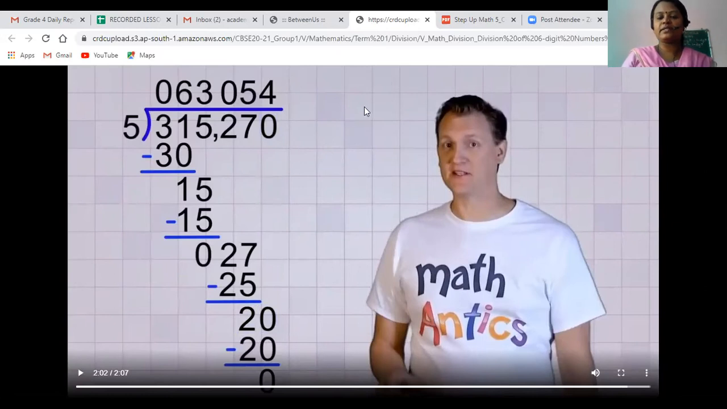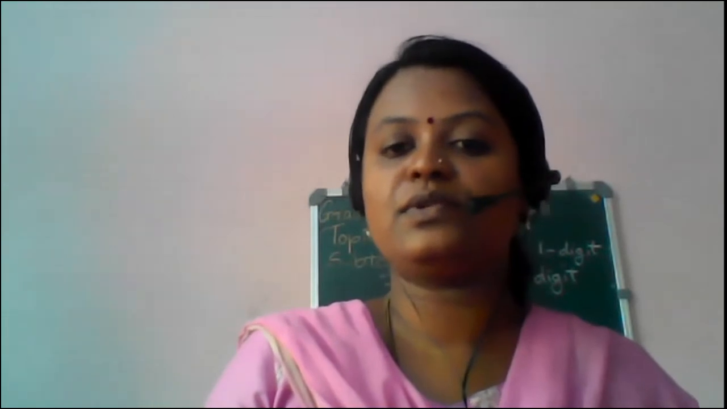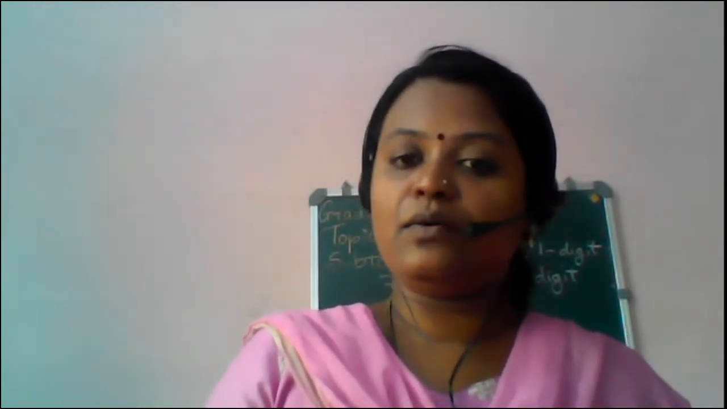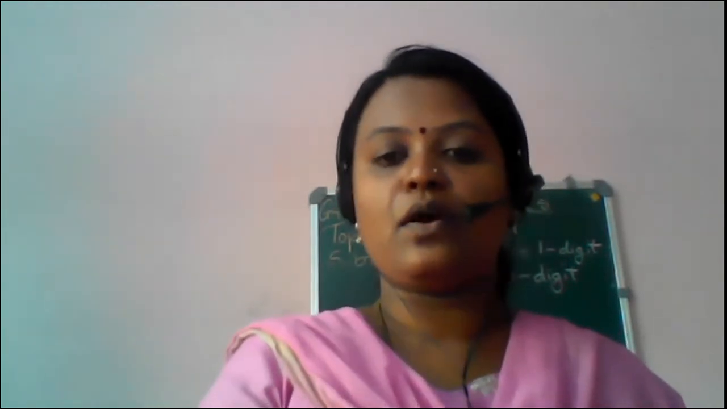The process remains the same. So every time, keep in mind the 5 main steps for the division. First is to compare. Second is to divide. Third, multiply. Fourth is to subtract. And fifth is to bring down the next digit and continue the same cycle. Now, let us solve some examples on division of 5, 6 and 7-digit numbers by a 1-digit number.